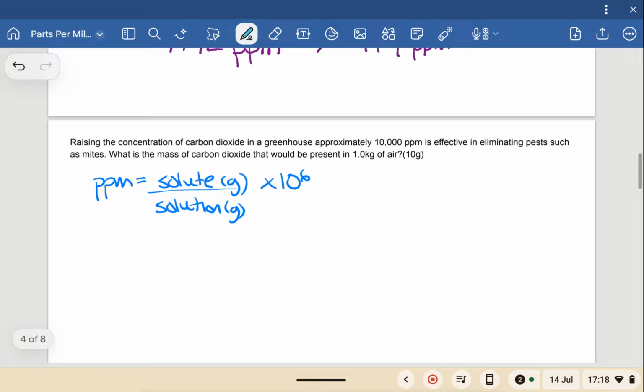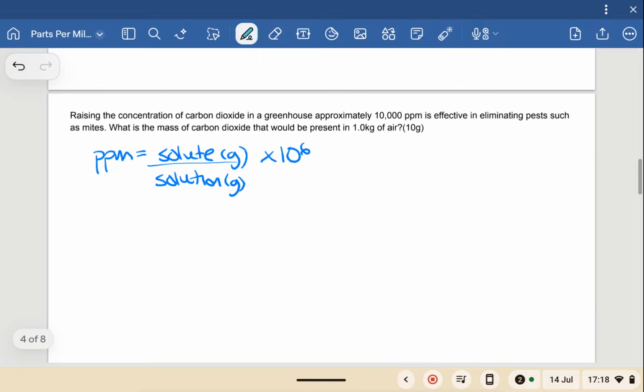Our next example is one where you're given parts per million and we're going to find the mass of solute. In this case, you're given parts per million, so we have that. We want to know the mass of carbon dioxide, so we're solving for solute in a solution, or the air altogether, of 1.0 kilograms. Notice here we have one more conversion to make, and there are 1,000 grams in 1 kilogram, so we can just replace that bottom with 1,000. So let's do some substituting.